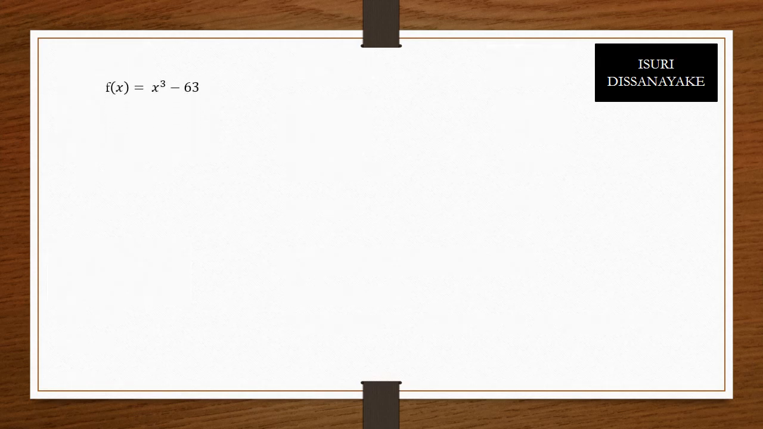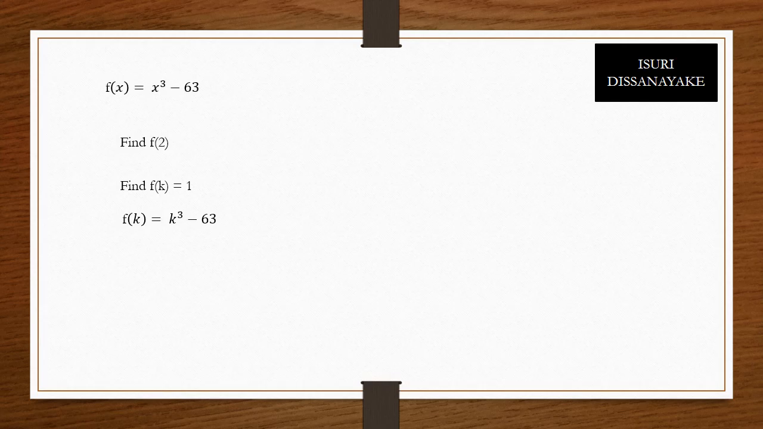f(x) equals x cubed minus 63. You're asked to input 2 to this function. And also you're asked to input k to this function. When you input k to this function, your output is equal to 1. Let's work out the sum. The first part I have not done, that is to input 2. You can work it out. But I will input k to the function f(x).